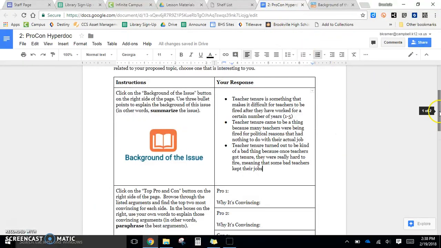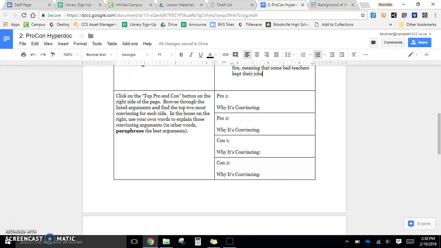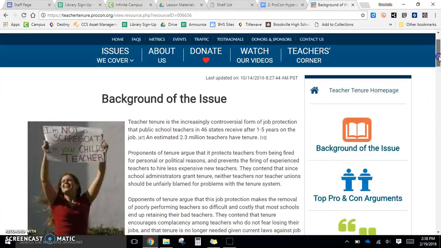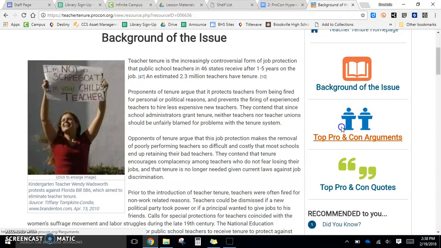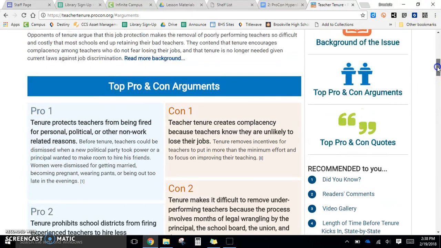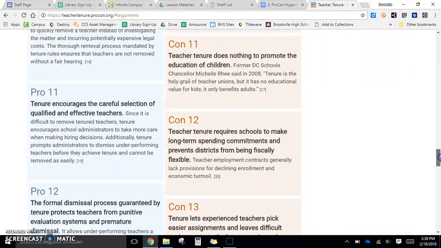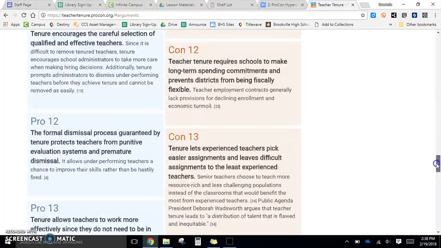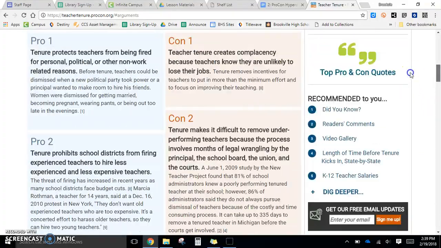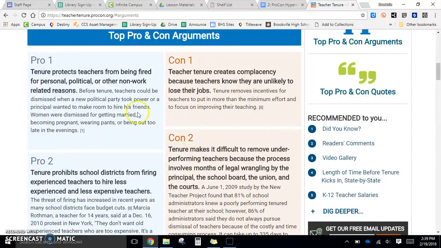The next thing that this hyperdoc asks me to do is to click on the top pro and top con argument button. So I'm going to go here. And this is where pro-con lays out all of the reasons why people argue for and against teacher tenure. So what I'm going to do right now is I'm going to read each of these, at least the bolded parts in each of these, and I'm going to choose the ones that I think are the best. And then I'm going to pause my video and come back once I have something to write, once I've read all of my pros and cons.